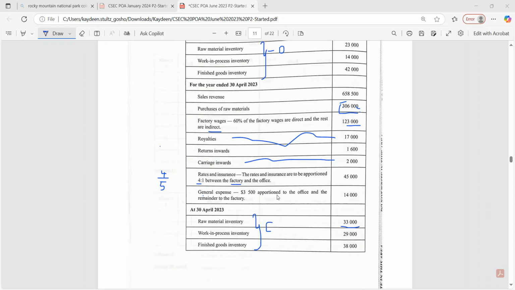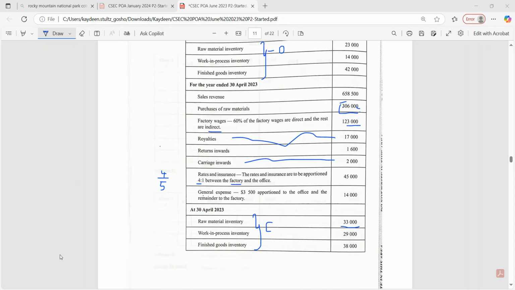Yes. So general expenses now, it says that $3,500 is apportioned to admin or office, and the rest is factory overhead. So 14,000 minus 3,500 would be for factory overhead. So let's do that.